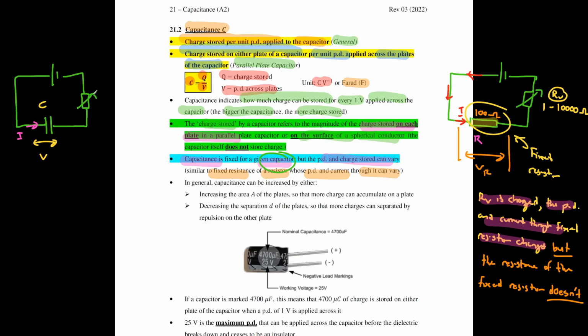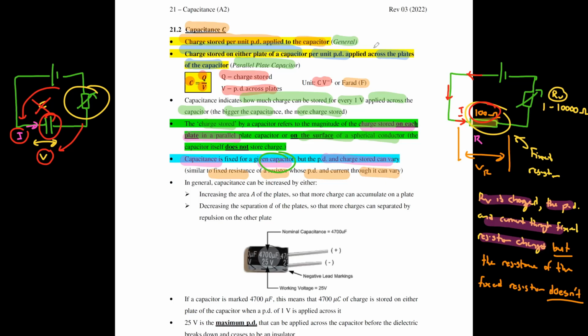So the thing here is that if I were to change the fixed resistance here, or change the variable resistance here, it will actually affect my PD and my current on the capacitor itself, but it will not affect my capacitance value. The capacitance value will remain fixed, just like the case of my resistance here. Okay, that's what this statement is actually trying to explain to you. So far so good.